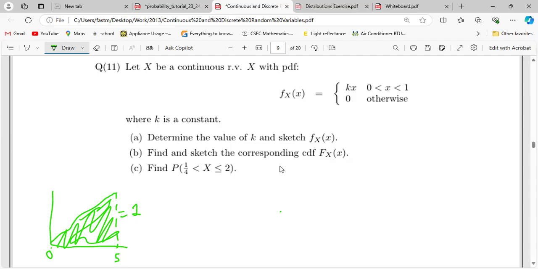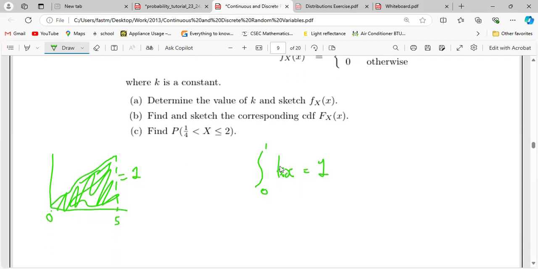Because for continuous random variables, the probability is the area under the graph. So if I wanted to know the sum of the area, it would just be 1. If you integrate the whole thing, you get 1. So for this question, we could use that concept to get k. If I integrate this, which is your PDF, between the bounds that I give you, which in this case are 0 and 1, I'm supposed to get 1.